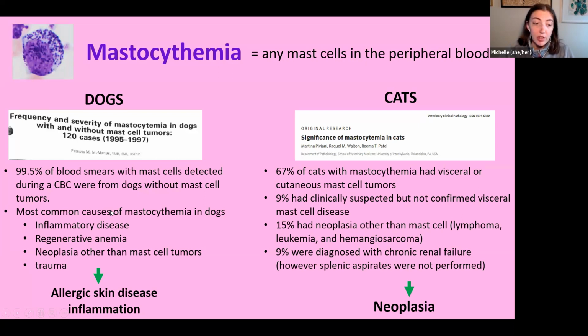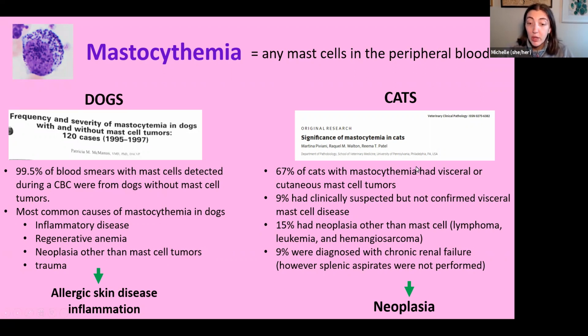Most common causes are inflammation and regenerative anemia, neoplasia other than mast cell tumors, and trauma. So lots of things can cause it in dogs. And in this paper, which is kind of an older paper, 99.5% of blood smears with mast cells detected during a CBC were from dogs without mast cell tumors. And the dogs that had the highest mast cell counts in the peripheral blood were not dogs that had mast cell tumors or mast cell disease.